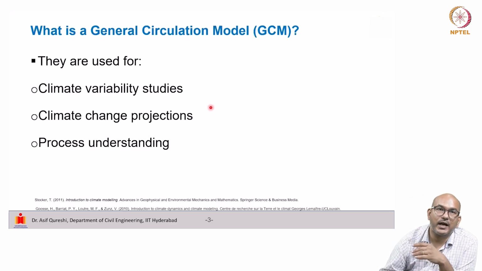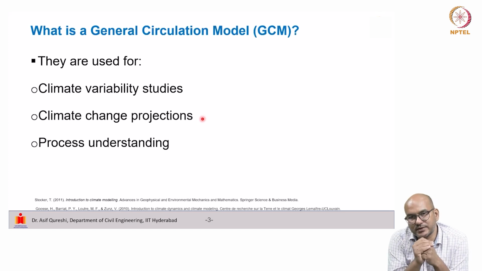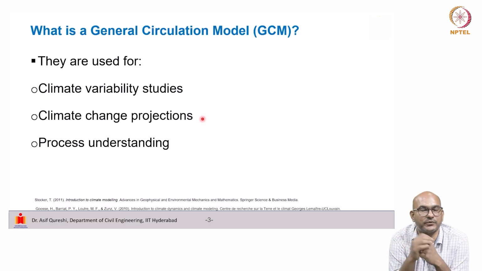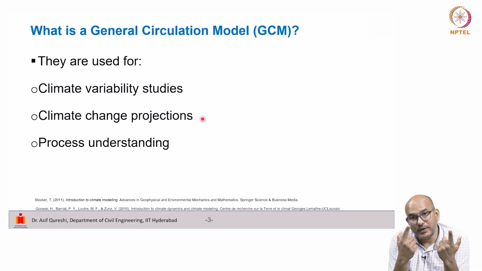Then we have the climate change projections. Now we can change our forcing, the anthropogenic forcing or the natural forcing, and given the variability from above, how much actually is the climate changing over and above this variability? That over and above the variability becomes the climate change part.